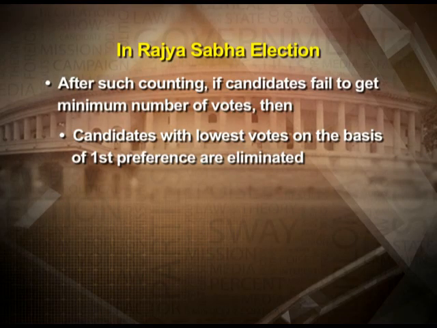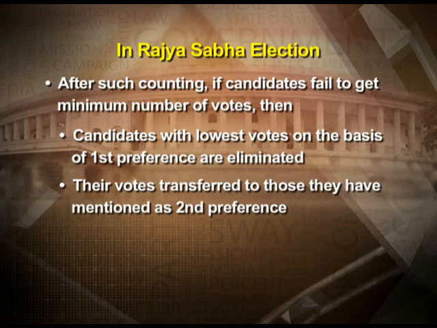Now, in their ballots, whosoever has been mentioned as second preference, those votes are transferred to those candidates. So, whosoever has lost, they have lost on the basis of first preference. Now, in those ballots, second preference is also mentioned. So, whosoever have been mentioned as second preference, those votes are transferred to them, and this is done till the time clear winners emerge, that minimum number of votes is got. So, that is known as the proportional representation system through single transferable vote.